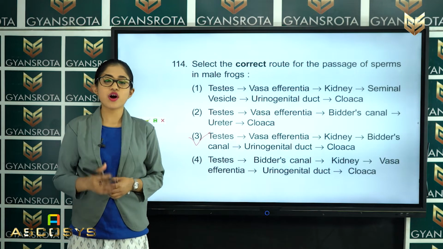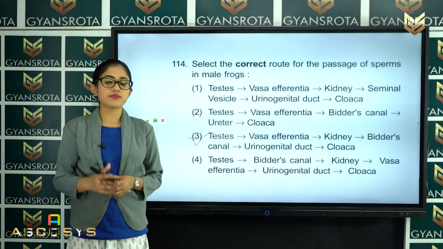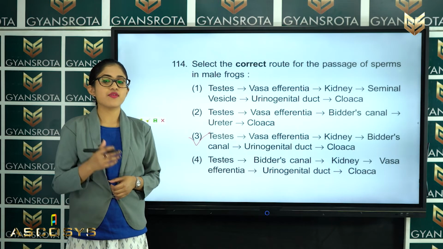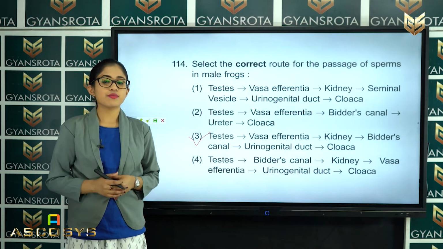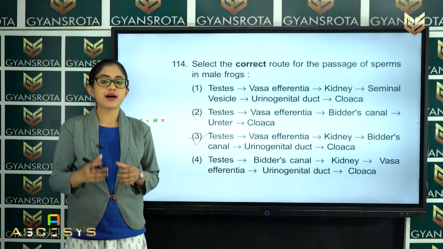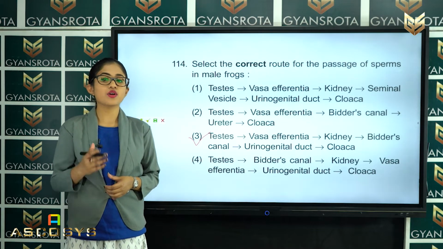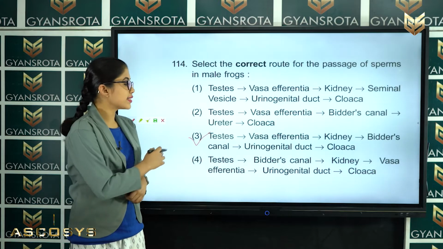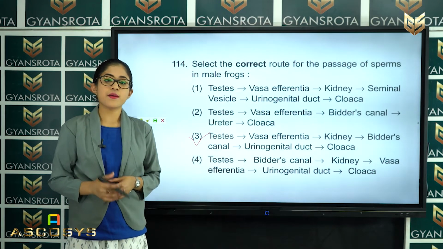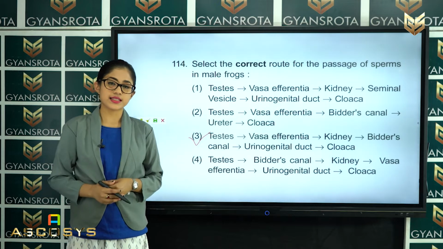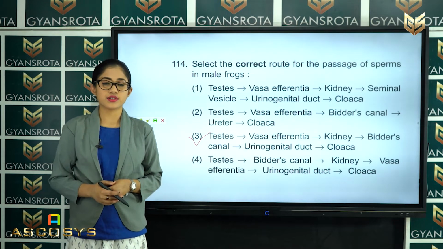So, in the male frogs, how are the sperms transported? They are transported from testes, then vasa efferentia, then they move towards the kidney, then Bidder's canal, then urinogenital duct and cloaca. So, this is the correct sequence of the passage of sperms in male frogs. So, this is the correct answer. Now, let us see the next question.